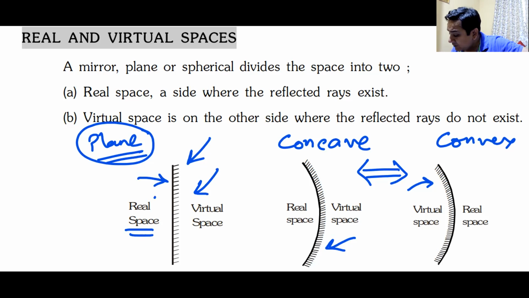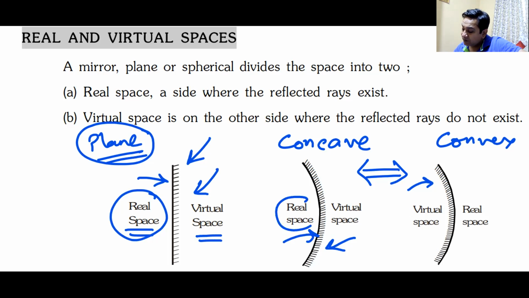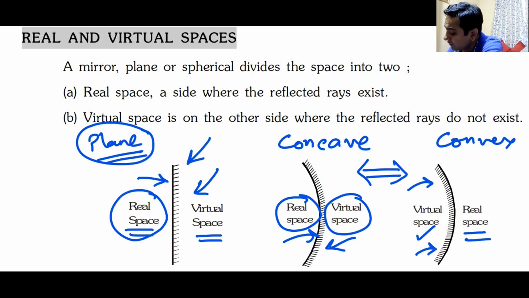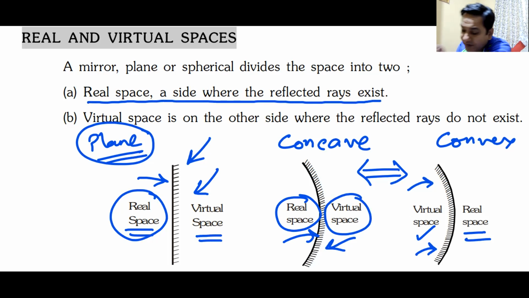The reflecting side is known as the real space. The silver side is known as the virtual space. The side which is reflecting, or real space, is the space where the reflected ray exists. Wherever you see the reflected rays, that is the real space. Virtual space is on the other side where the reflected rays do not exist.